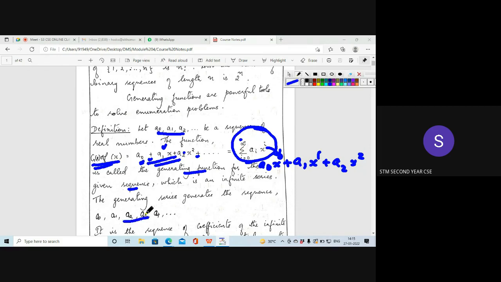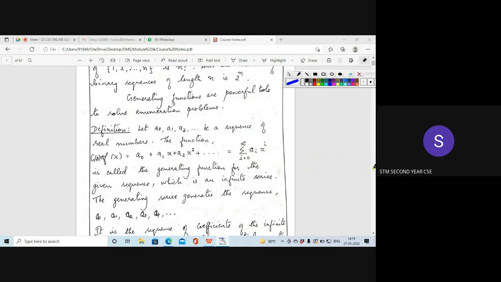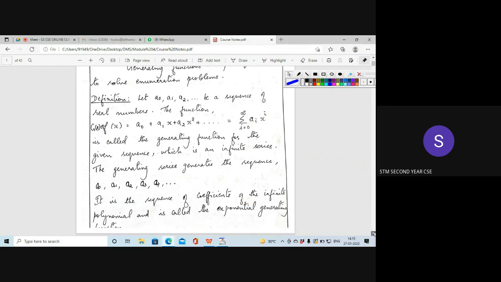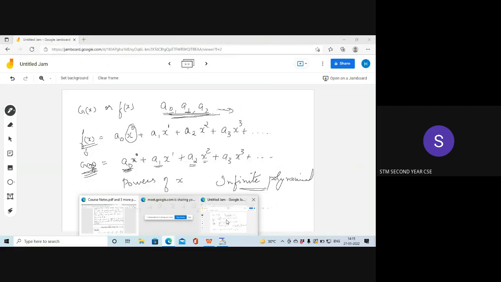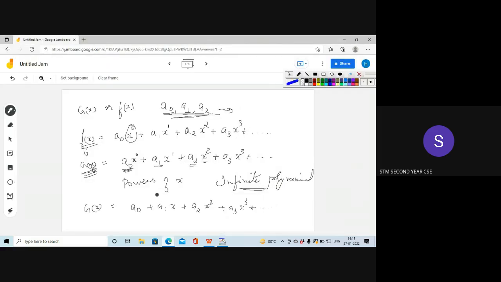This is the generating series, and the sequence generated is a0, a1, a2, etc. Hope this much is clear to you, the generating series. So this generating series is an infinite polynomial. Now we are going to define certain sequences, and see how we can define the generating function for given sequences.